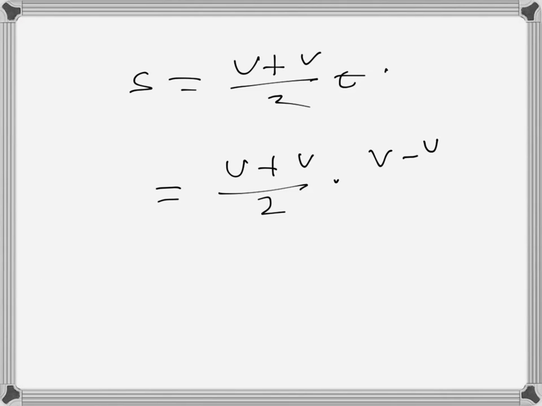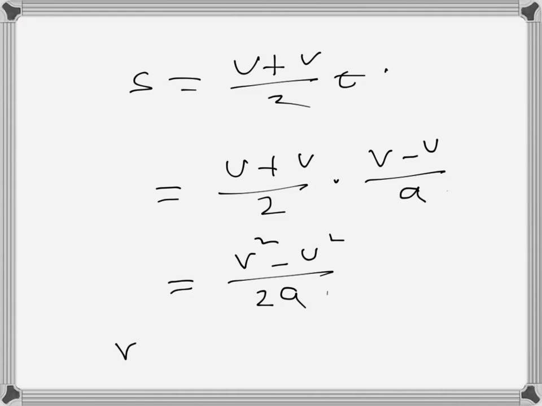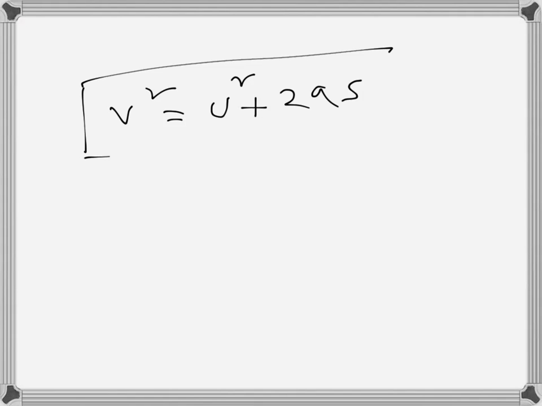So v minus u over a, and this is becoming v square minus u square over 2a, or this is v square minus u square equals 2as. So v square is equal to u square plus 2as. This is our third equation of motion, which we often use, and this is the relation among acceleration, distance traveled, initial velocity, and final velocity.